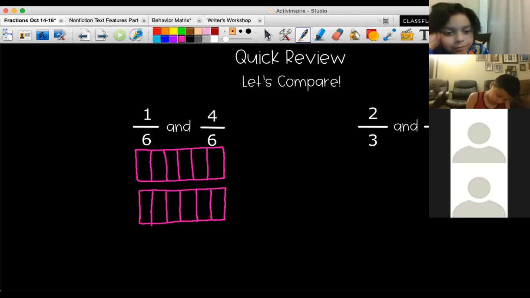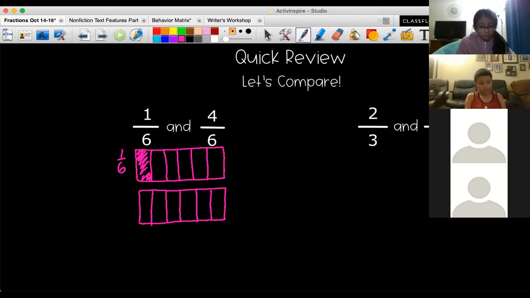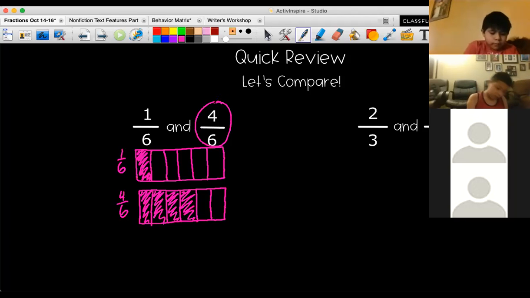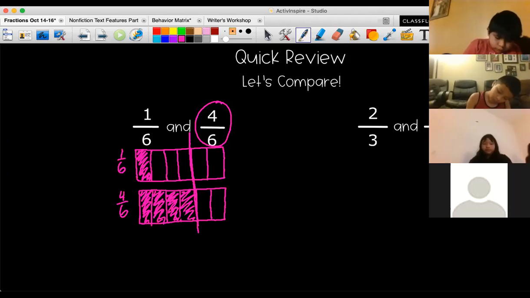And Jay, how many am I going to shade in on the top one, which is 1/6? 1. And how many am I going to shade in on the bottom one? 4. So Denise, which one is larger? The 4/6. How did you know that the 4/6 is larger? Because the 4 is larger than 1. So you could have done that without even drawing them out. But if we draw it out, we can see that 4/6 takes up more of the whole. More of the whole is shaded than 1/6. But you're right, also 4 is bigger than 1.